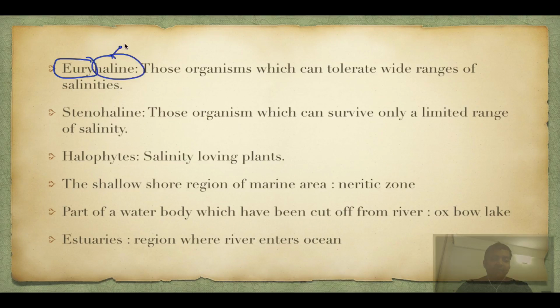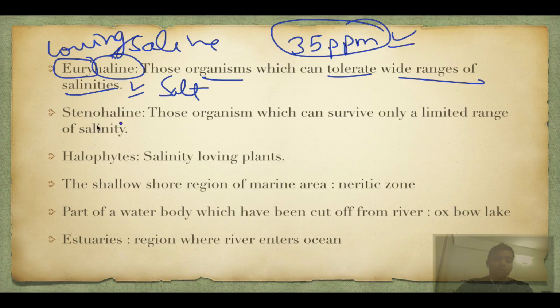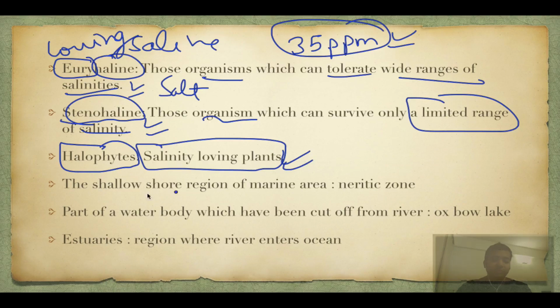Euryhaline. Haline means saline. Eury means those who can tolerate. So eurythermal means birds and mammals who can tolerate a wide range of temperatures. Similarly, stenothermal means those who cannot tolerate a wide range of temperature. Euryhaline means those who can tolerate a wide range of salinities, like the salt concentration. The average sea salt concentration is 35 ppm. Stenohaline means those organisms which can survive only a limited range of salinity. Similarly, halophytes are those plants who love growing in salinity.